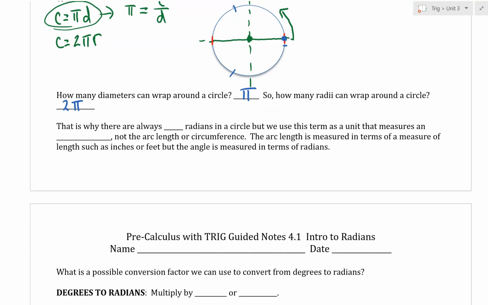That is why there are always 2 pi radians in a circle, but we use this term as a unit that measures an angle, not the arc length or circumference. The arc length is measured in terms of a measure of length such as inches or feet, but the angle is measured in terms of radians.